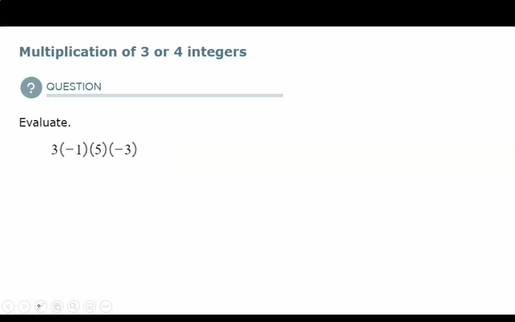If you have 3 or 4 integers, or even more than that, the easiest way to do this is to first determine the sign. If you have an even number of negative signs, you'll have a positive answer. If you have an odd number of negative signs, your answer will be negative. Now, I'm going to explain this one in more detail and then explain why that works. If I just go left to right, 3 times negative 1 is negative 3.